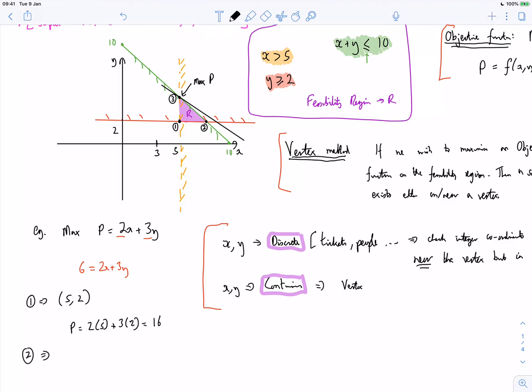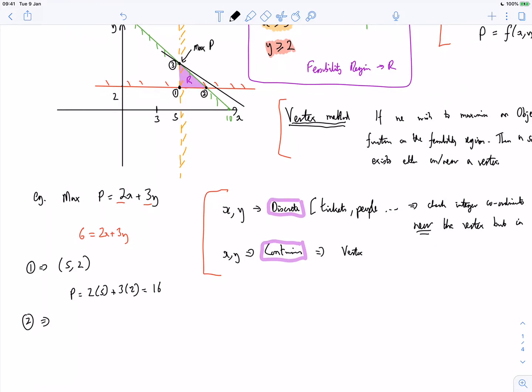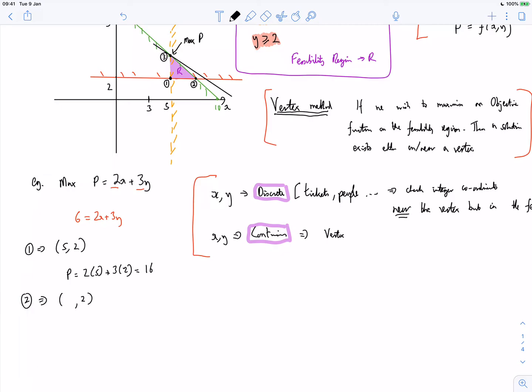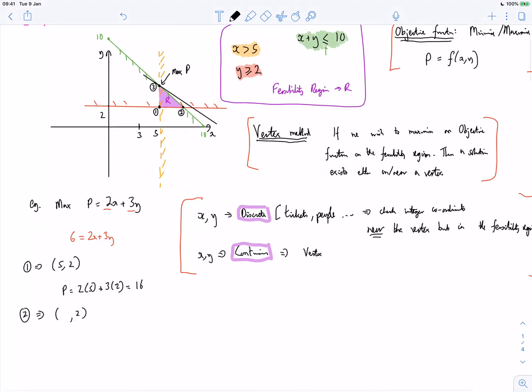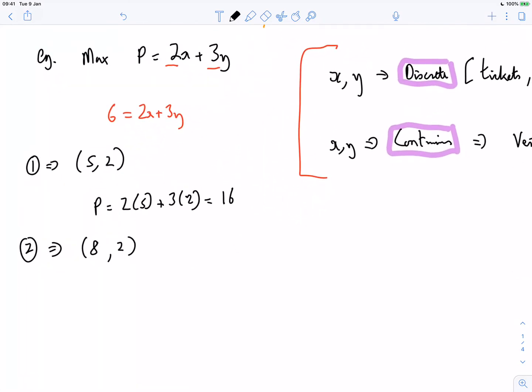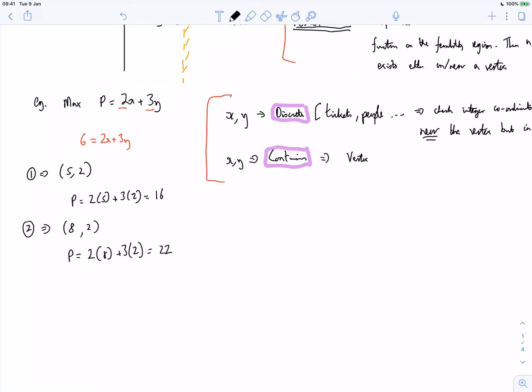So the second vertex, what have we got here? Well, I know the y coordinate is 2, and now the x coordinate is such that it's on this green line, which is x plus y is less than or equal to 10. So that means x must be 8. So the P function is going to be 2 lots of x, which is 8, plus 3 lots of y, which is 2. So 2 8s is 16, plus 3 lots of 2 is 6. 16 plus 6 is 22. So no surprise, it was bigger.